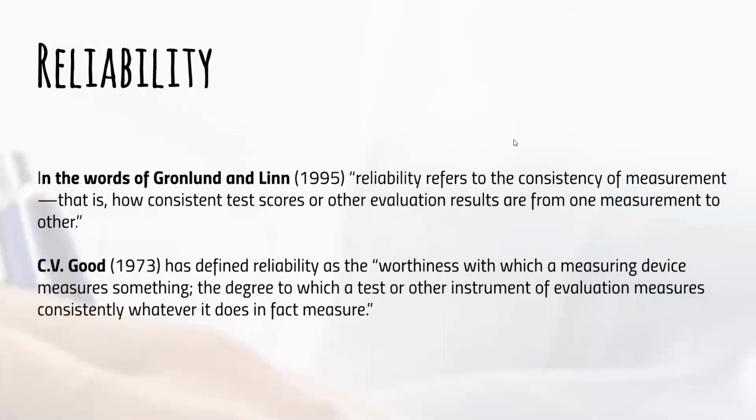The second one is reliability. In other words, we may say that reliability refers to consistency of measurement. That is how consistent test scores or other evaluation results are from one measurement to another. Then we have the perspective of CV 1973, who defines reliability as the worthiness with which a measuring device measures something, the degree to which a test or other instrument of evaluation measures consistently whatever it does in fact measure.